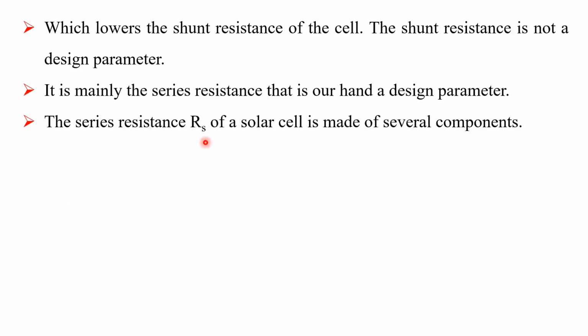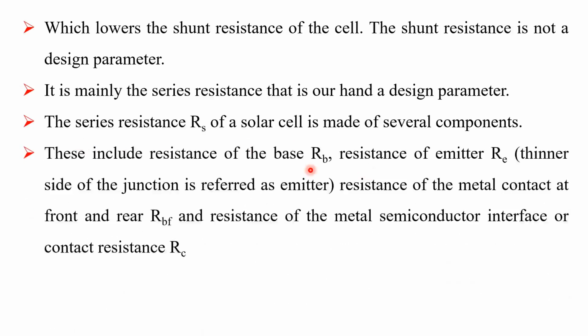The series resistance RS of a solar cell is made of several components. These include the resistance of the base, denoted as RB, and the resistance of the emitter, denoted as RE. The thinner side of the junction is referred to as the emitter.